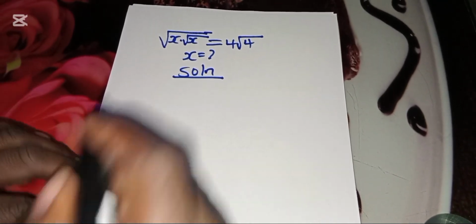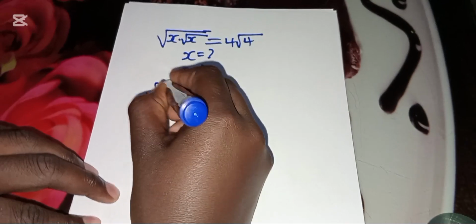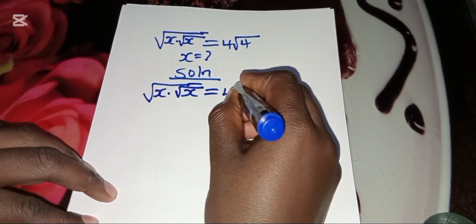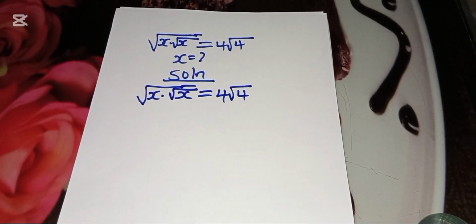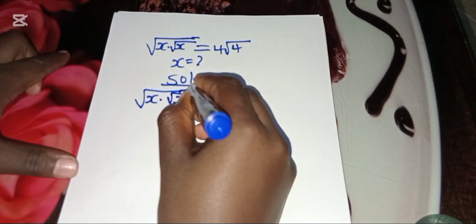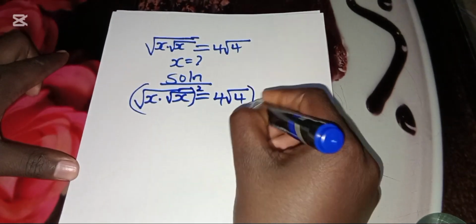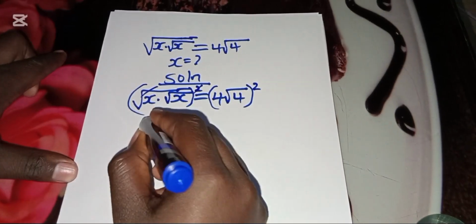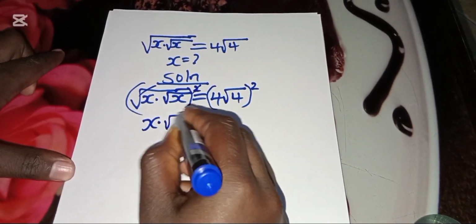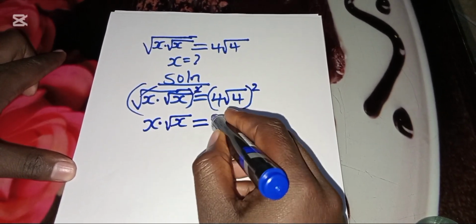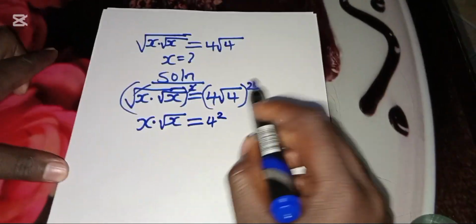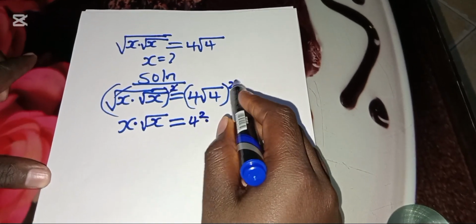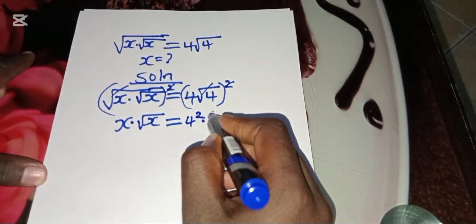Solution, okay? So we have the square root of x multiplied by square root of x. This is equal to 4 square root of 4. To solve for the value of x, first we square both sides to eliminate the first square root sign. So that means we'll have x multiplied by the square root of x. This is equal to 4 squared. Remember, we square both sides, multiplied by the square root of 4 squared, we eliminate the square root sign so that we'll have 4.